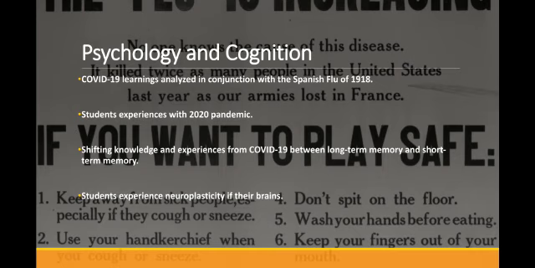To help students better understand the Spanish flu, students will use their current knowledge and experience with COVID-19 and integrate it with new information they learned from the Spanish flu. With the understanding of what is happening in 2020, students will be able to shift the knowledge of both pandemics to their long-term memory.